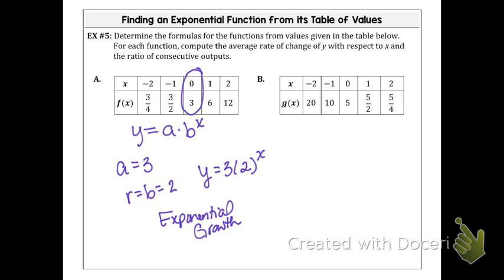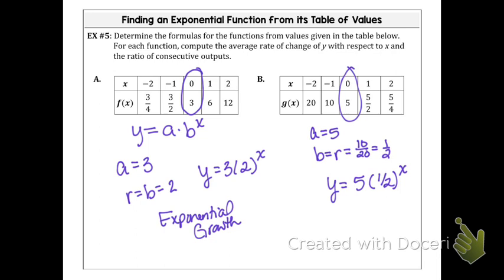All right, B, there's my initial value. So I know that a is going to be 5. My base, which is my rate or my ratio, I can see we're multiplying by, if nothing else, 10 over 20, so it's 1/2. And so my equation is going to be y equals a times b raised to the x. We can also see in our table that because our rate is 1/2, it's going to decrease, it's going to get smaller. This is exponential decay.